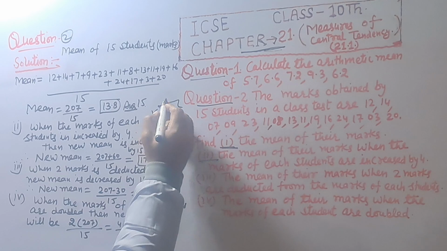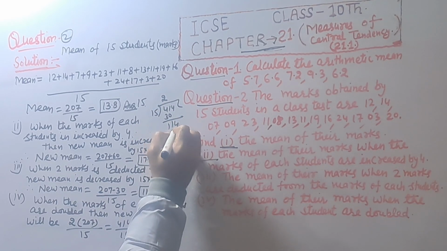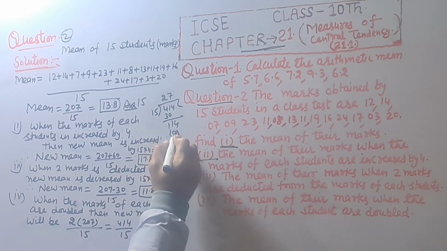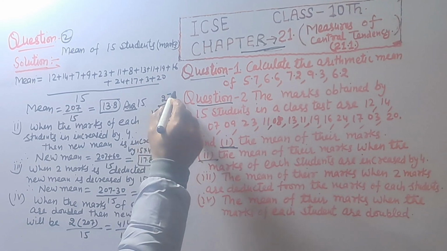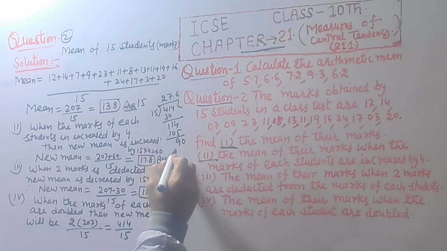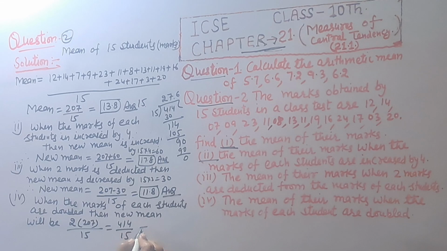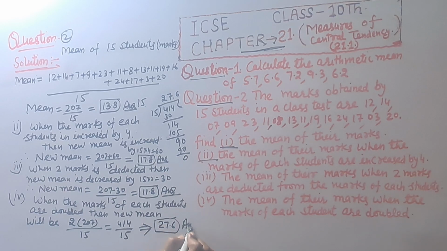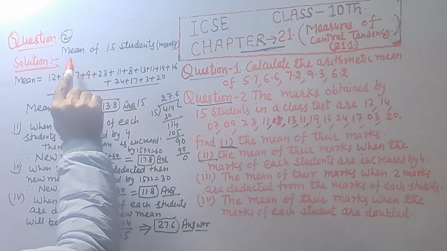414 divided by 15. 15 2s are 30, 114, and 15 7s are 105, 9.0, 15 6s are 90. So their mean will be 27.6. Answer. Marks obtained by 15 students.